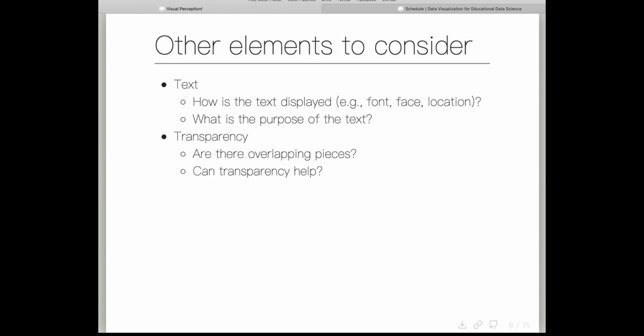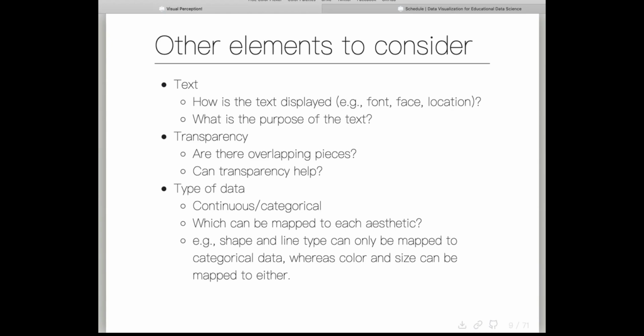Transparency. Transparency can often help, but you have to be careful about it. If there are overlapping pieces in particular, that's where transparency can really help. Think of a scatter plot that's really high density, right? Like there's a ton of points on there. Adding a little bit of transparency to those points can help you see the distribution of those points in that XY space, okay? Whereas otherwise it might just look like a blob.